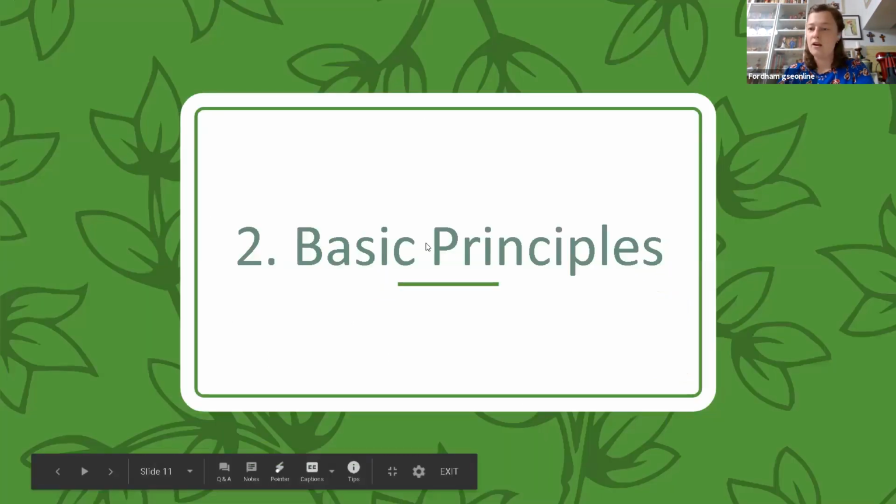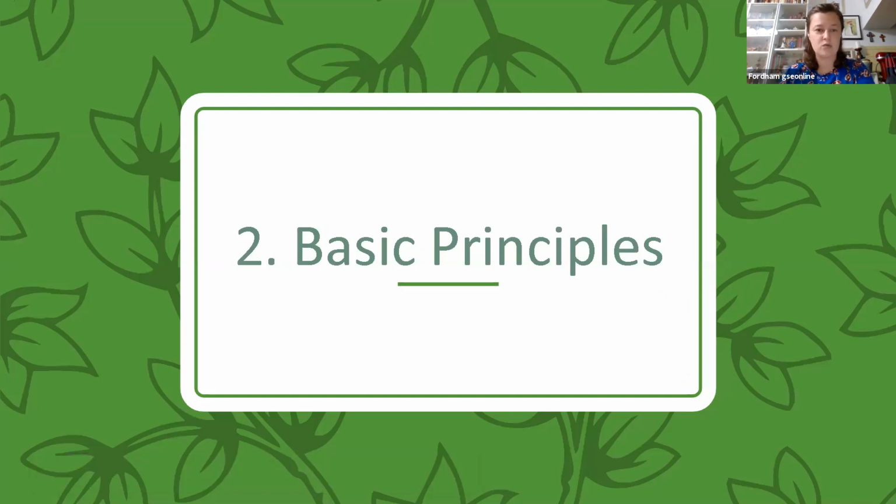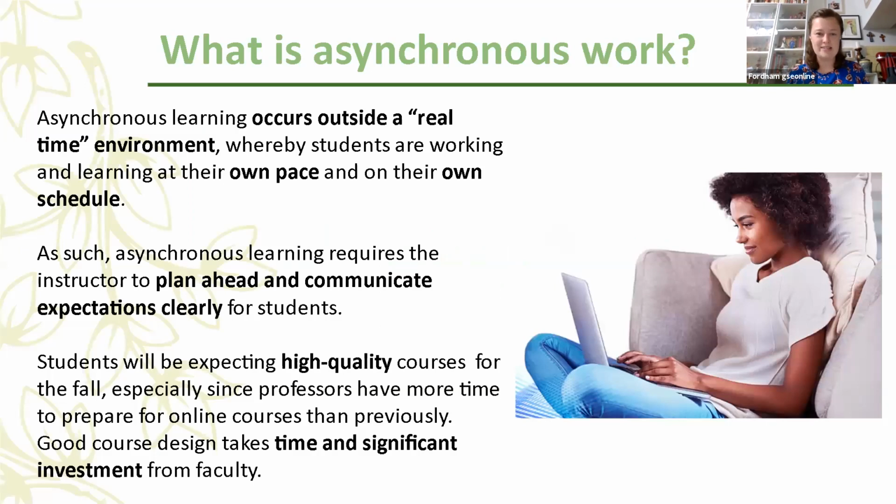Okay? All right, so let's get started with talking about some basic principles of asynchronous work. So first of all, what is asynchronous work? Asynchronous learning occurs outside a real-time classroom environment. So students are working and learning at their own pace and on their own schedule. So basically, synchronous learning is a live session. So exactly what we're doing here through Zoom. Anything you do outside of a live session when you're talking to people in real time is asynchronous work, okay?